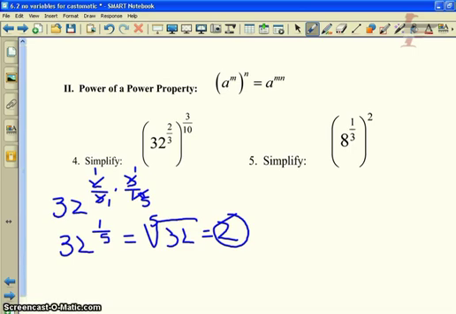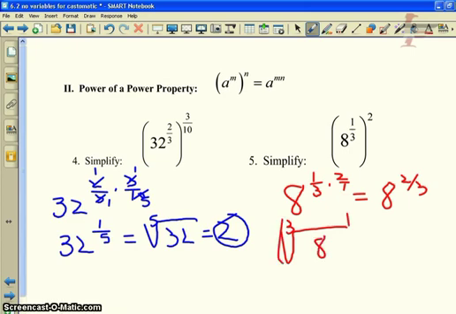Now we're going to do the same thing with 8 to the 1/3, all raised to 2. So we're going to take 8 to the 1/3 times 2 over 1, or get 8 to the 2/3. Writing that in radical form, we would have the 3rd root, or the cube root, of 8 all to the 2nd power, and the cube root of 8 is 2, so 2 to the 2nd power is 4.